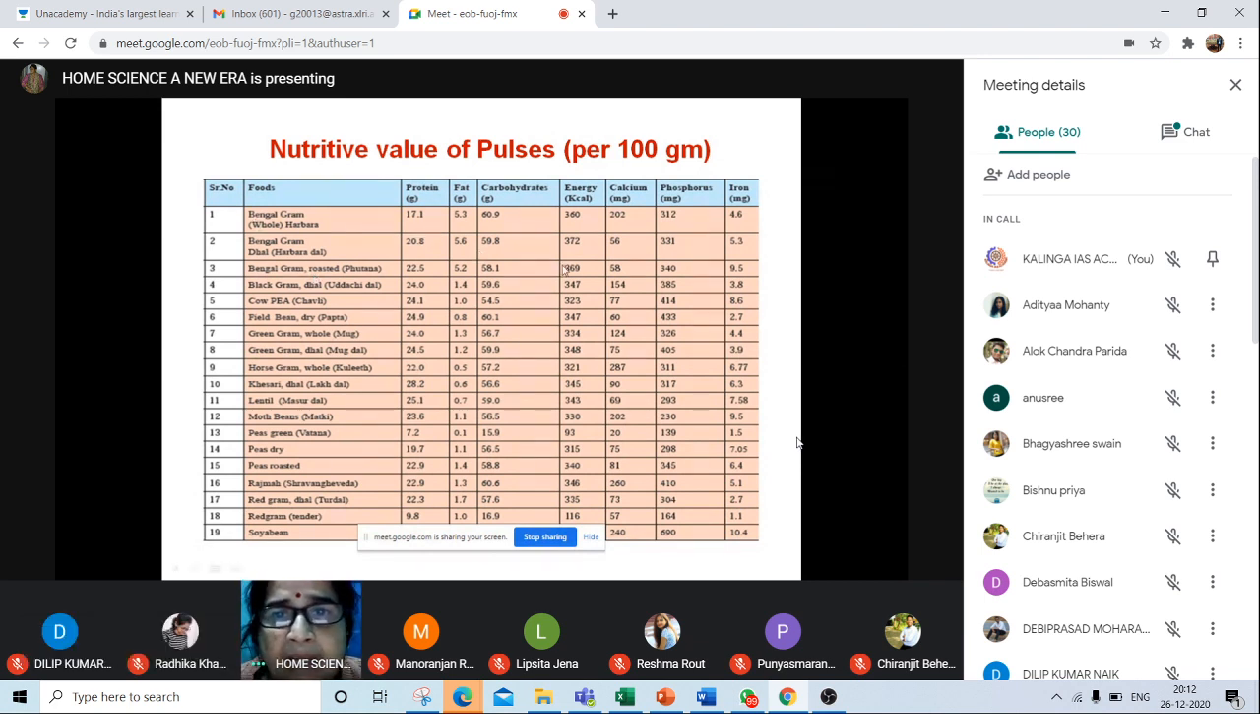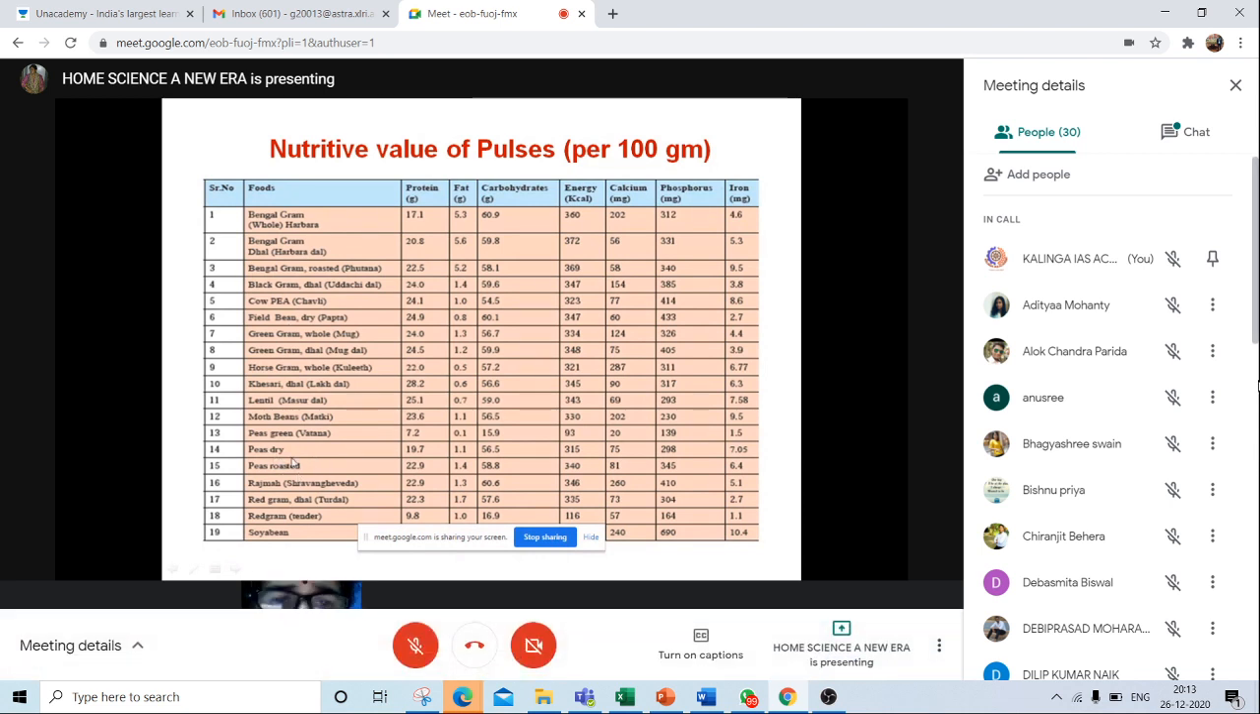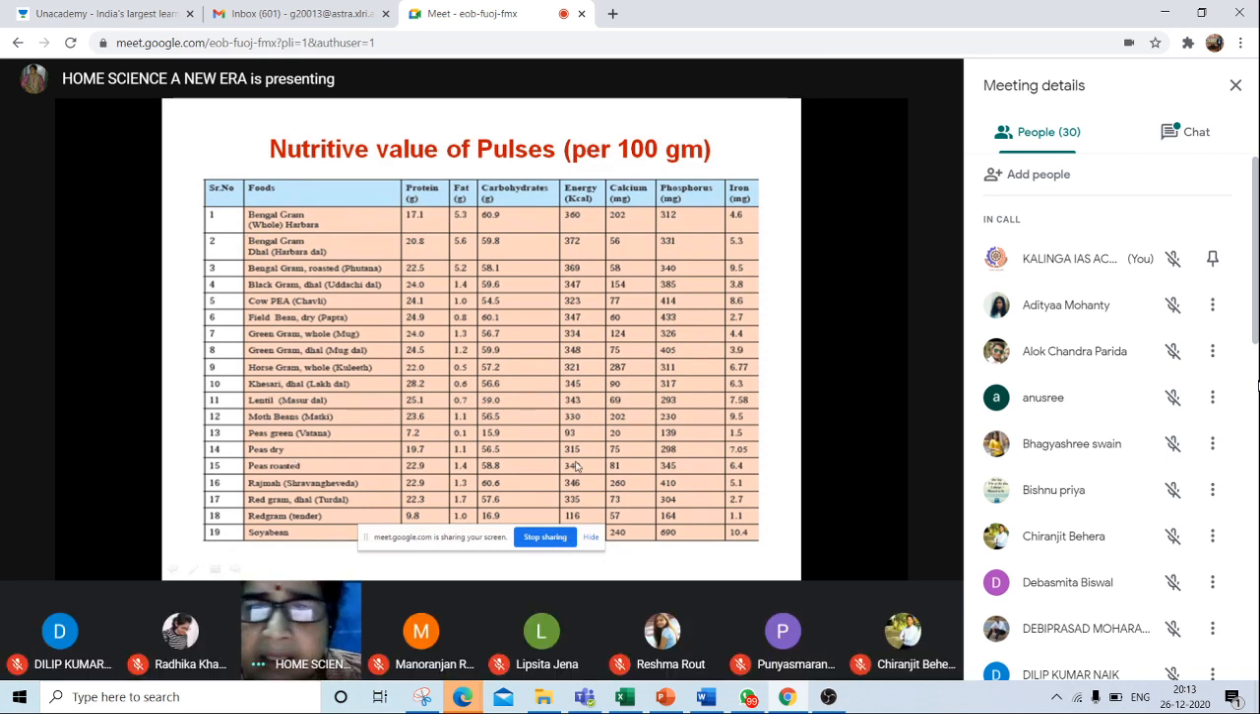That gives you 369 kilocalories. Black gram, urad dal, 347 kilocalories. Cow pea, 323 kilocalories. Only peas, you have to remember, this is one of the important dals we include in our diet. That is 298 kilocalories. And rajma also in North India, that gives you 260 kilocalories.